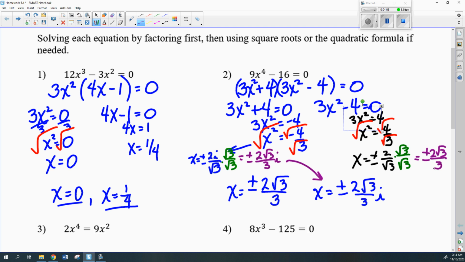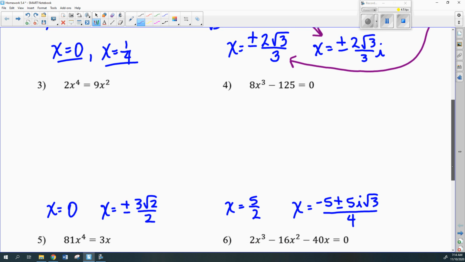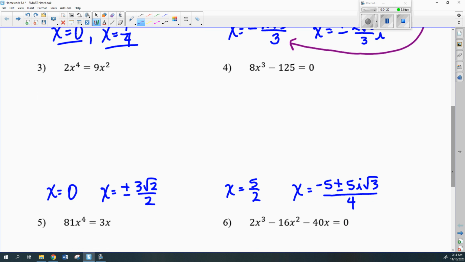Okay? So again, I had them out of order in terms of how I solved them on the paper, but you still should get 4 answers. 2 have an i and 2 do not. Okay? All right, so I'm going to slide it down so you can see the answers to the next 2 problems.